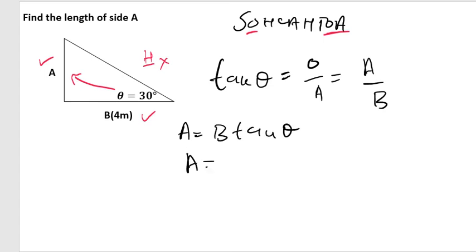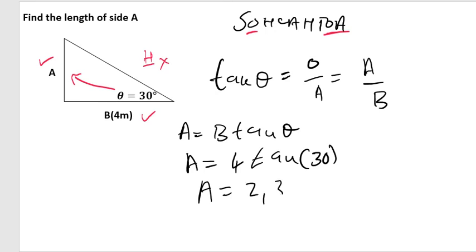You'll get A equals B tan theta. Then just substitute the values. The value of B is 4, tan, your angle is 30 degrees. So A equals, you just punch this on your calculator, guys, then you'll get 2.31 meters. It's up to you whether you want to leave it in 2 decimals or 1 decimal. As long as they didn't specify, that's how you get your answer.